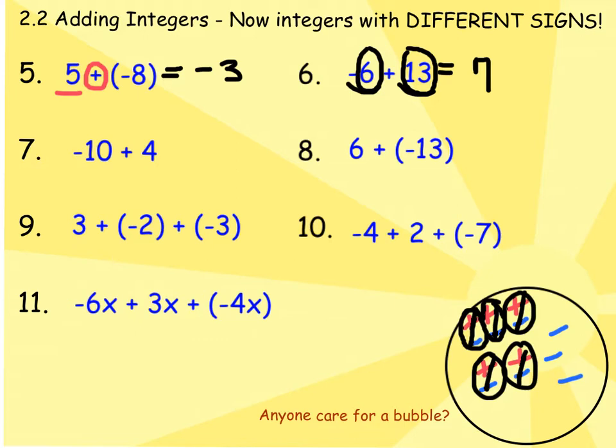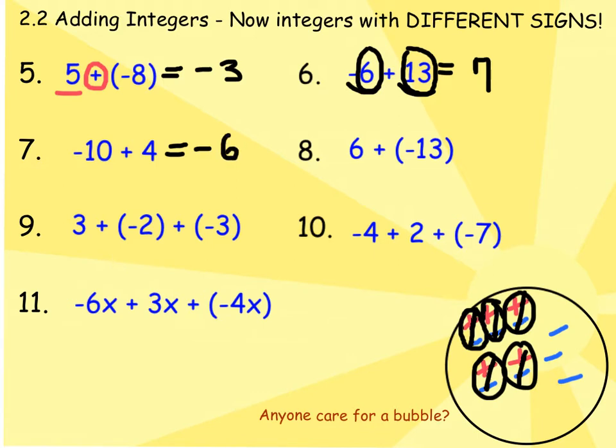Number 7 says negative 10 plus 4. Again, if I look at the number of negative signs versus positive signs, I have more negatives. I have 10 of them. That means that my answer is going to be negative. How many more negatives do I have? 10 minus 4 is 6.